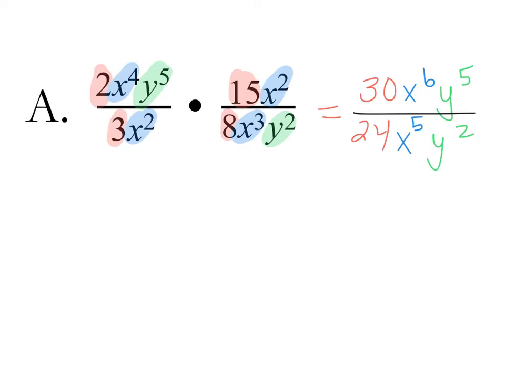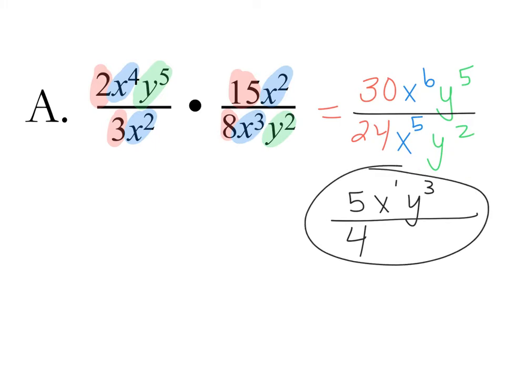30 over 24, both of those numbers are divisible by 6. So my fraction here will be 5 over 4. That's as simple as that will get. Here on my x's, I have x to the 6th in the numerator and 5 in the denominator. If I were to subtract my exponents, I'd get x to the 1st, and that will stay in the numerator. And then finally, I take y to the 5th divided by y squared. I will get y cubed, and that's my simplest form of that product.